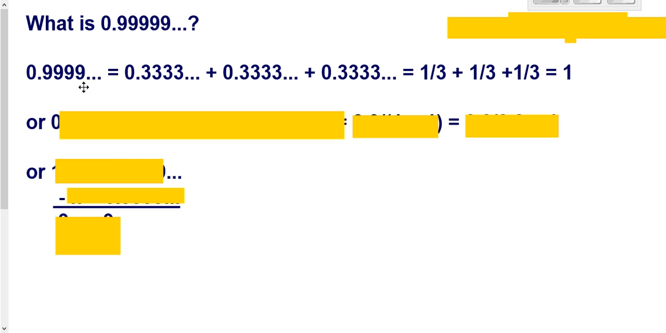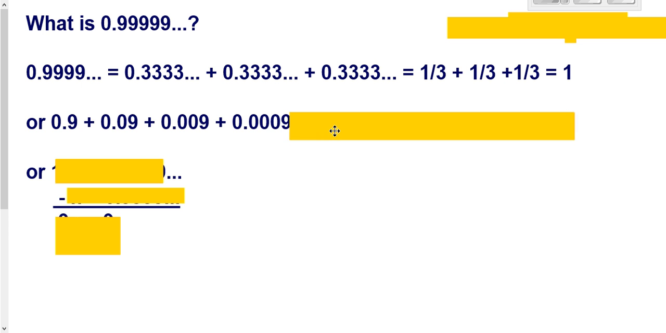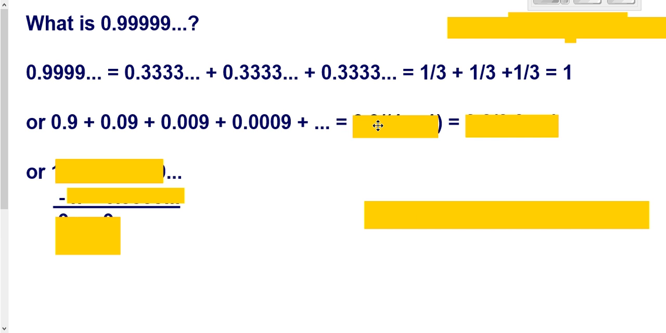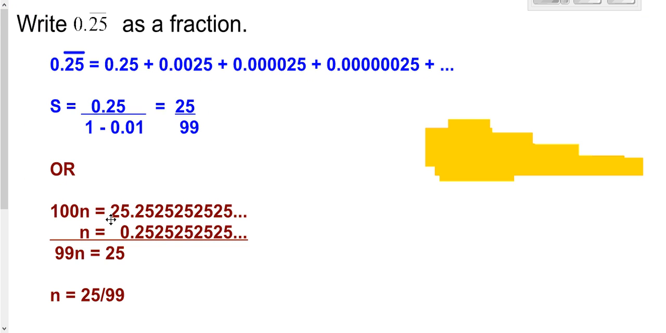A second way you could think of 0.9 repeating is an infinite geometric series. It's 0.9 plus 0.09 plus 0.009 plus 0.0009 and so on. Well, it's an infinite geometric series. You could take your first term over 1 minus your ratio, which is 1/10, and then you get 0.9 over 0.9, which is 1. Or you could do it this bottom way with n being equal to your repeating decimal.